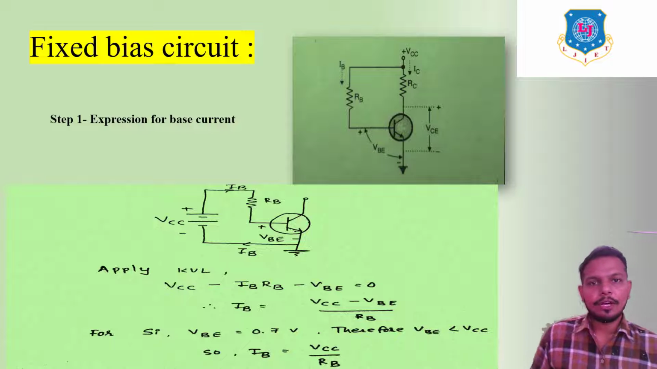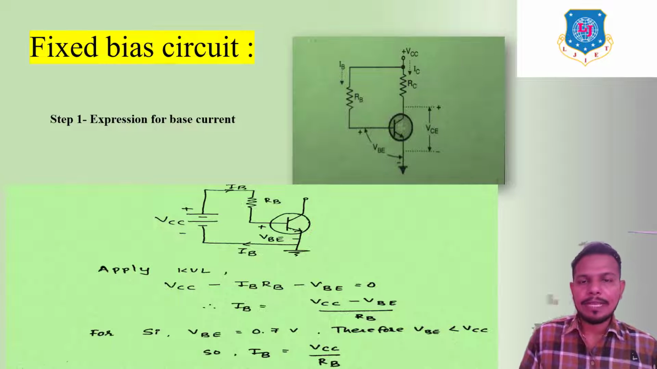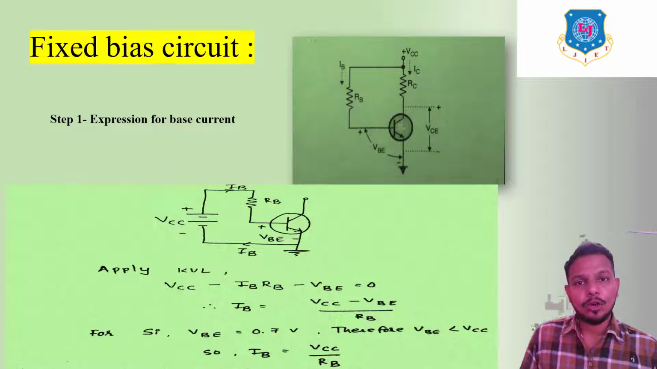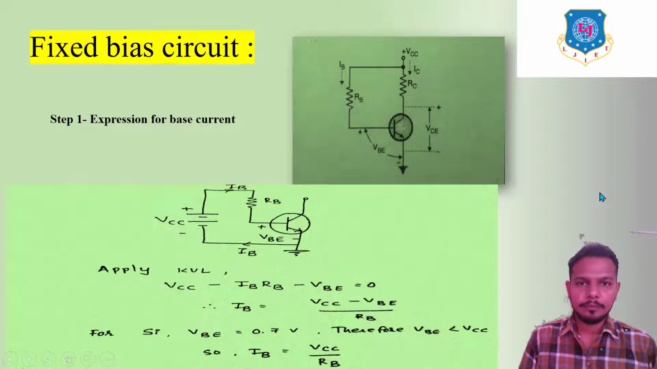Here we are going to start with the expression for base current, which is known as IB. This is the circuit diagram for IB. We have to select only the base terminal, right? Current is flowing from plus to minus side. So we have to apply KVL, that means Kirchhoff's voltage law. VCC minus IBRB minus VBE is equal to 0. Now take IB as the subject. IB is equal to VCC minus VBE upon RB.